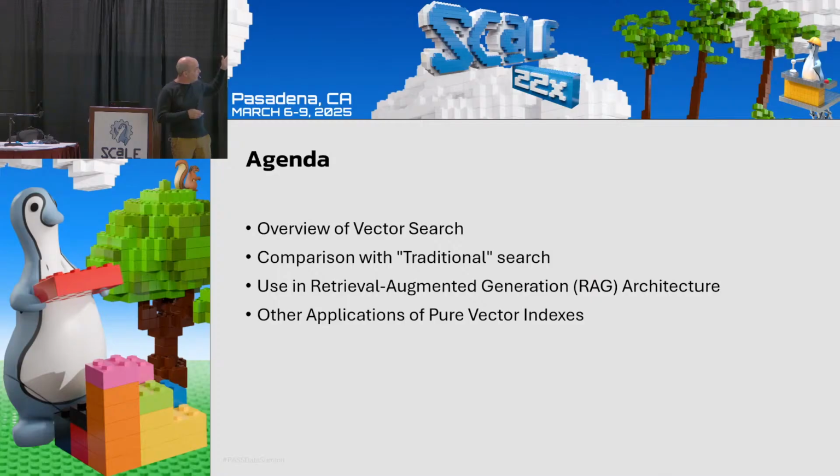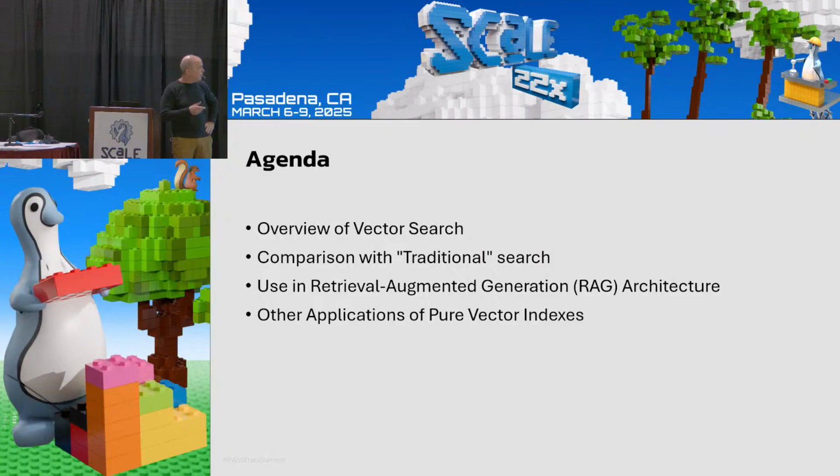Roughly speaking, I'm going to give an overview and understanding of what vector search is and what I mean when I say vector search. I'm going to compare vector search to traditional search, so we already have a preconceived idea of what search gave us before vector came onto the scene. So I'm going to do a little compare-contrast there.